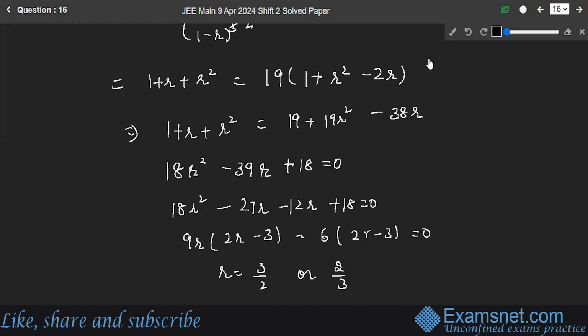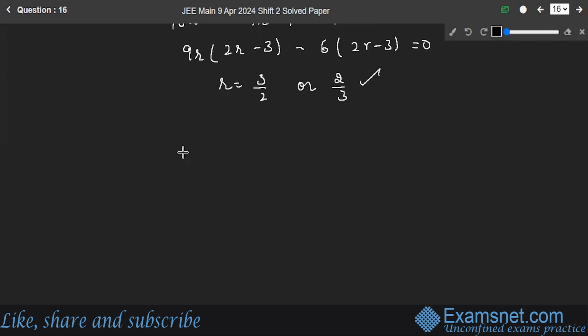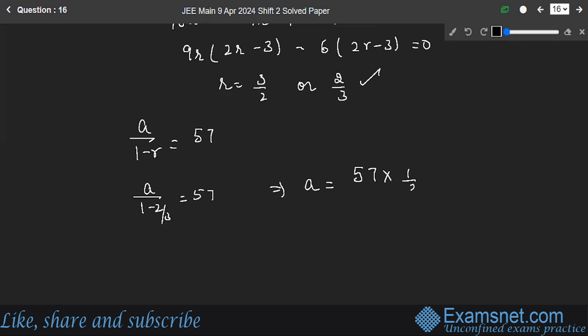See, R is equal to 3 by 2. This is greater than 1, so I'll reject this value. I'll pick up the value of R is equal to 2 by 3. So in that case, you had A over 1 minus R as 57, so A will be equal to 57 into 1 minus 2 by 3, that is 57 into 1 by 3. That will give you A as 19.